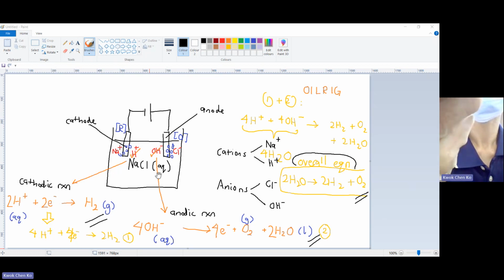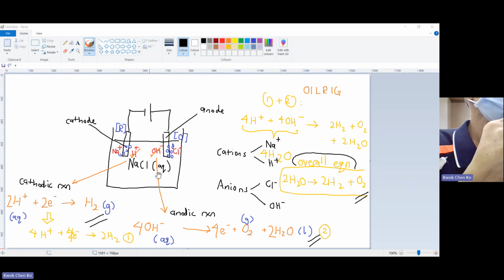There's molten. There's concentrated also. There is copper sulfate too. Because the electrodes are different. Okay, so only 6 cases to remember.